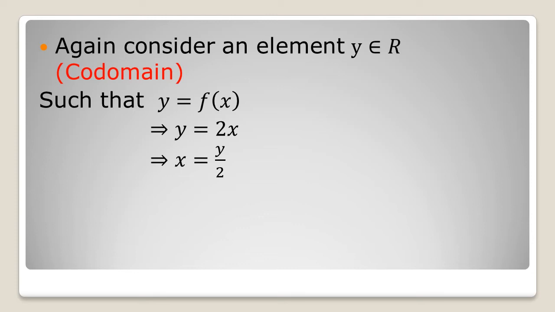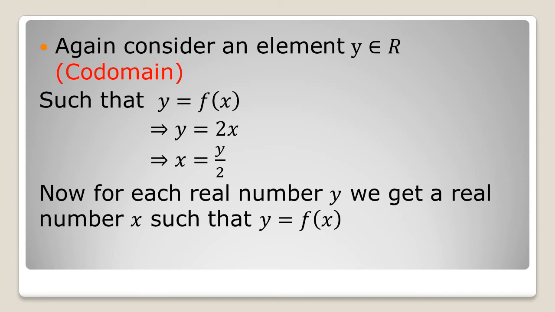This is simple calculation. Now you see y is a real number here, and any real number, if you put on the right hand side of the last equation, we will get a real value for x. Meaning for all the elements y of the codomain, there exists an element x in the domain such that y is the image of that x. It is written as y equals f(x). Hence it is an onto function.